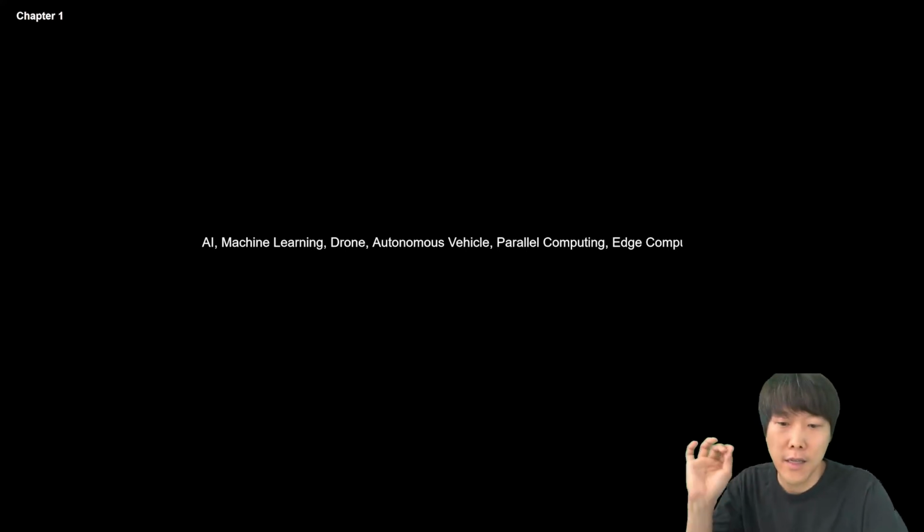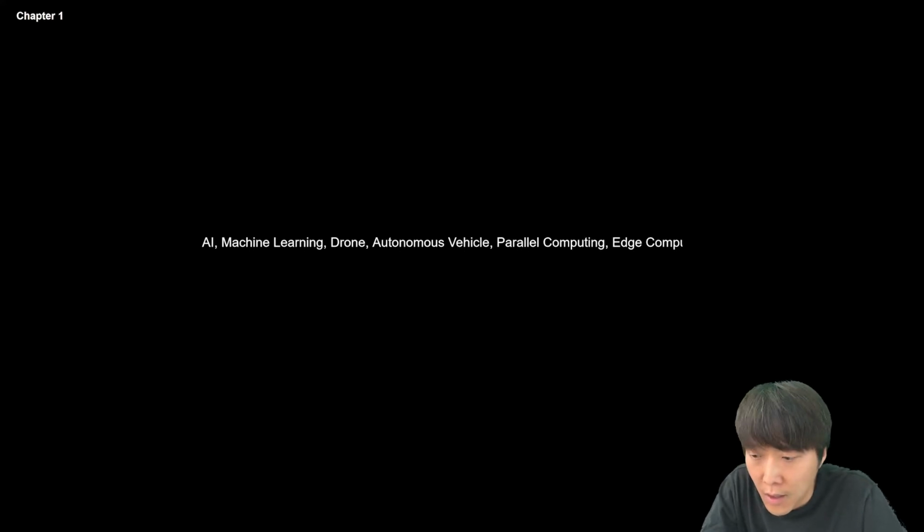Okay, and this is the other approach. I guess you have heard these keywords a lot these days, right? AI, machine learning, drone, autonomous vehicle, parallel computing, edge computing, and so on. There are a lot of keywords, right? So what does it mean by that?